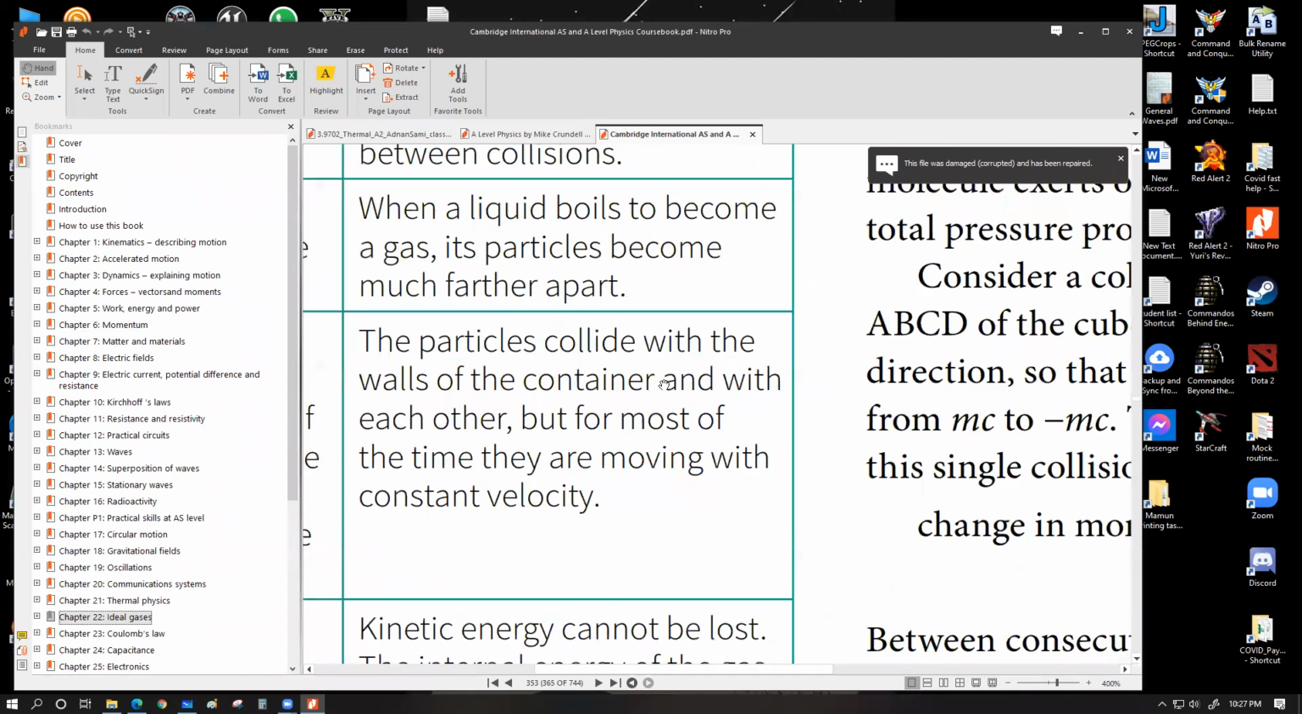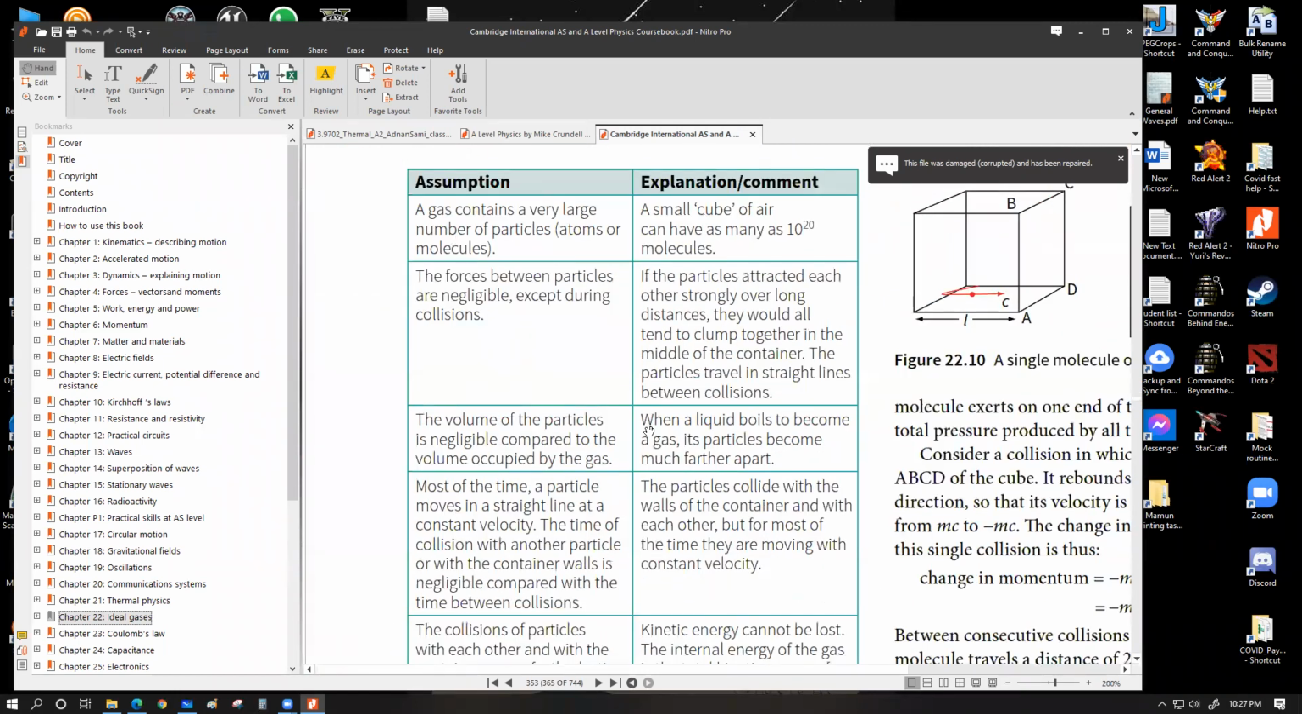The third thing that we have is this. The volume of the particles is negligible compared to the volume occupied by the gas. In the ideal case scenario, we consider the volume of the gas particles to be 0. Negligible is a bit more realistic term, but actually we mean it to be 0. What it means, the explanation that they have given is that when a liquid boils to become a gas, its particles become much further apart. Okay, much further apart.